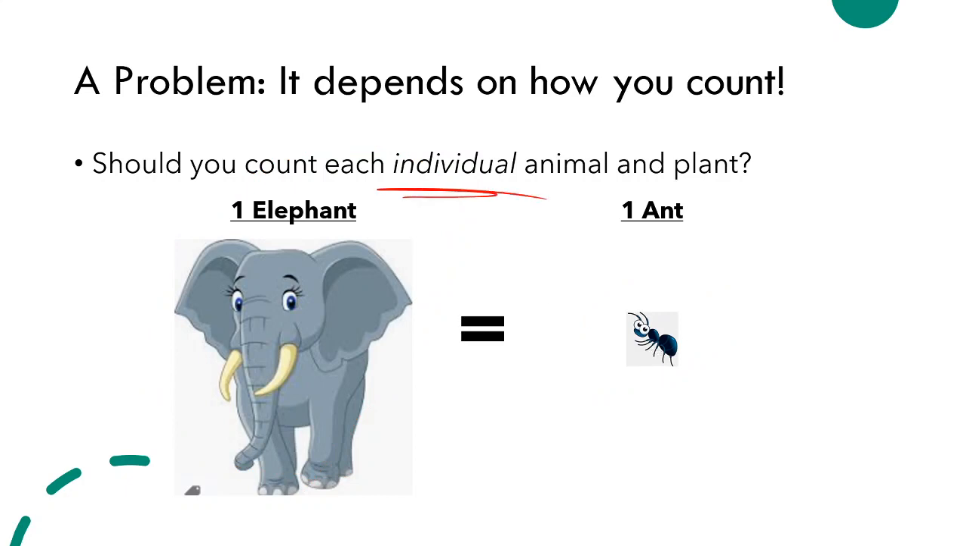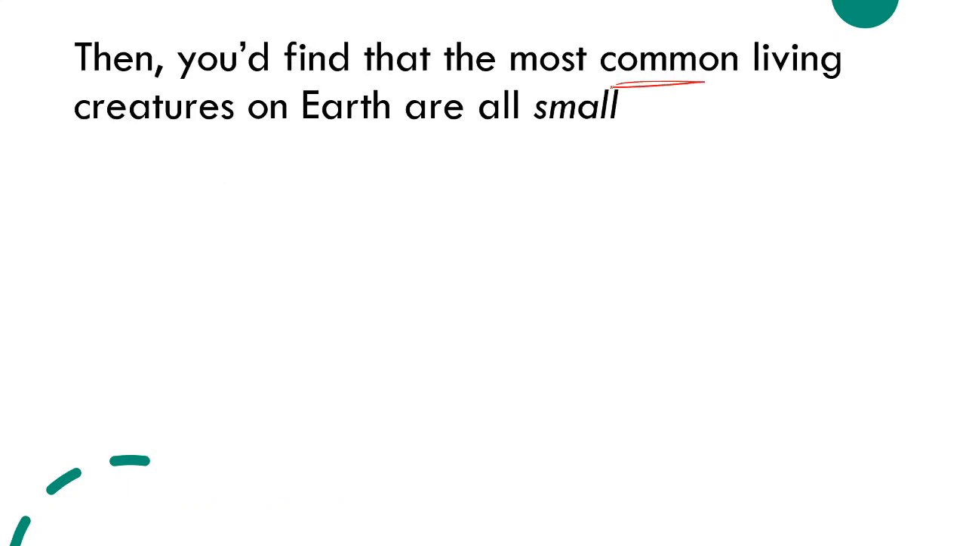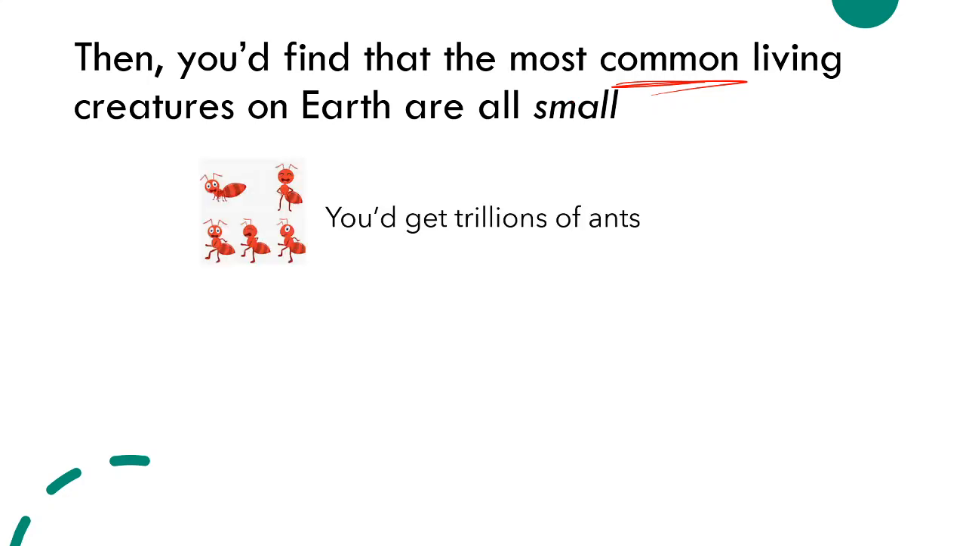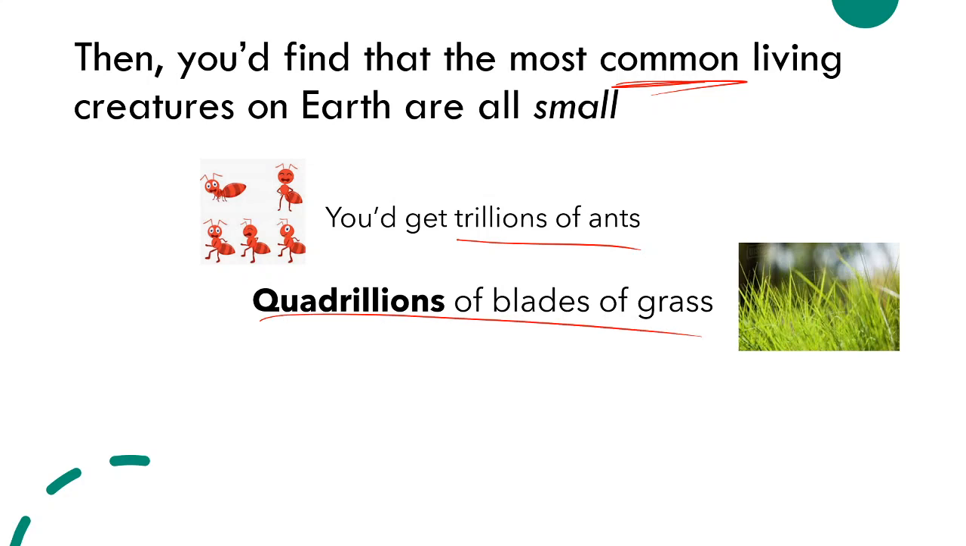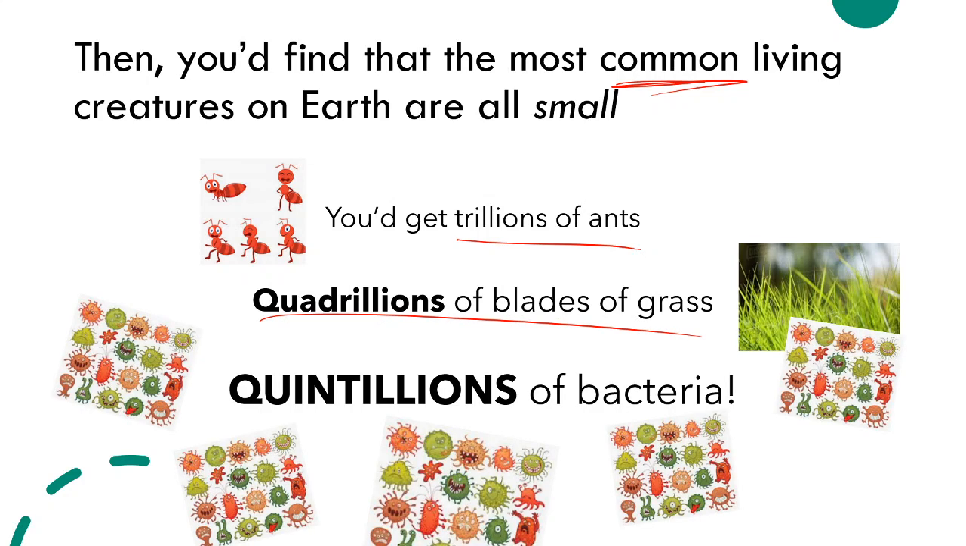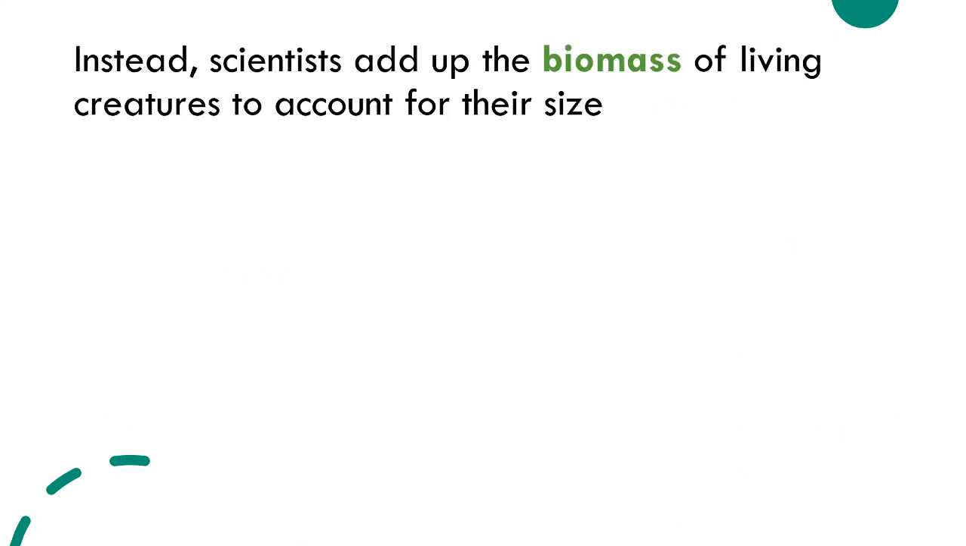If you try to count the number of individual insects and plants and animals, you'd find that all the most common, quote-unquote, living creatures on Earth are all just really small things that exist in really big groups, right? So you'd probably say, well, the most common animals and plants on Earth are the trillions of ants, or the quadrillions of blades of grass that you find out there, or heck, even the quintillions of bacteria which exist, because bacteria are so small that even in a small area you can have billions and billions of them. But does that mean it's really fair to say that they're more common than something else that's bigger, like trees and squirrels and stuff that we see more often? We have to find a way to fix this problem instead of just counting individual bacteria and ants and everything.